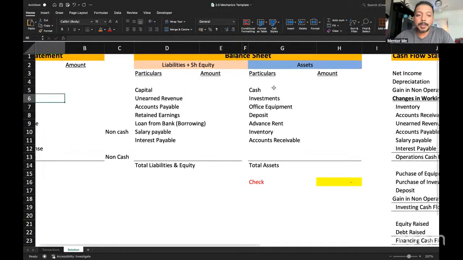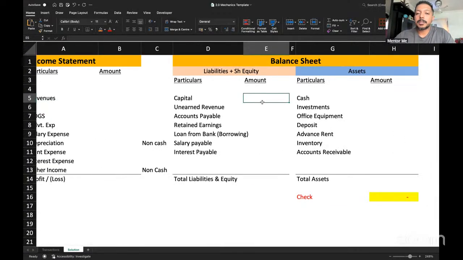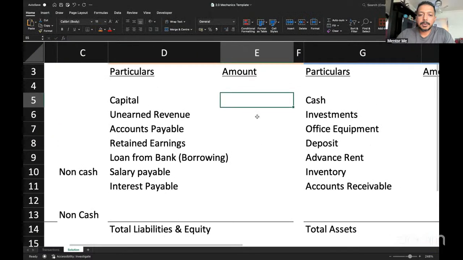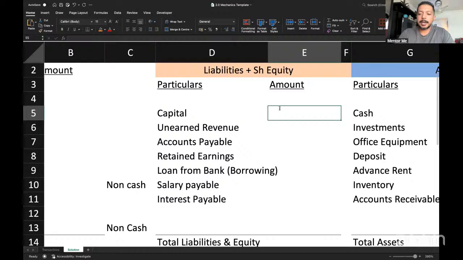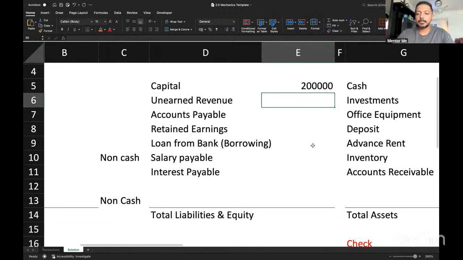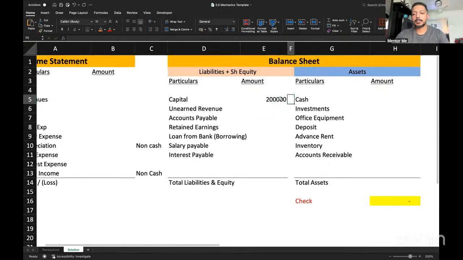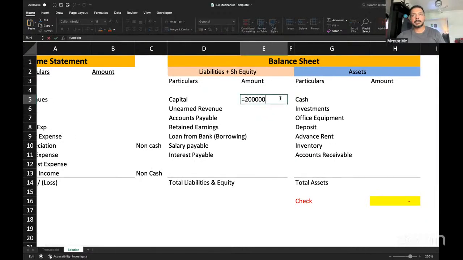Remember, I spoke about the balance sheet. So on the liability side, if you remember this side, I will put is equal to, you don't have to know a lot of Excel for doing this. So on the capital side, just write 200,000. 2 lakhs, basically.